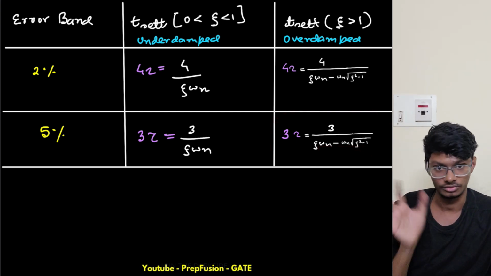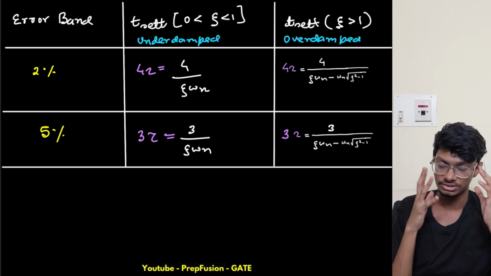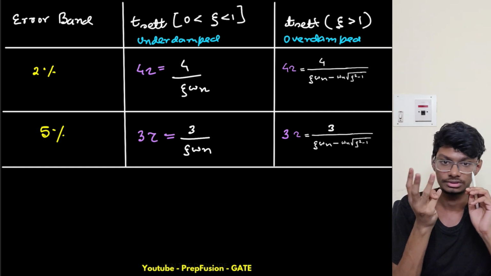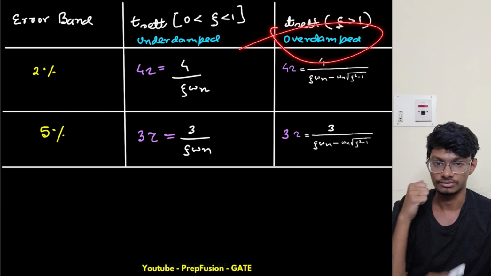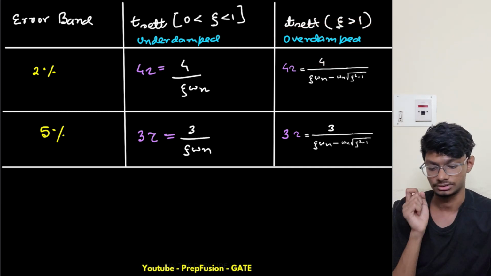Again, you put tau equal to that. You don't have to remember this, just remember for 2% error band it will always be 4 tau, and for 5% error band it will always be 3 tau. And for tau, you know where the roots lie for the overdamped system, the underdamped system, and the first order system also. That is it.